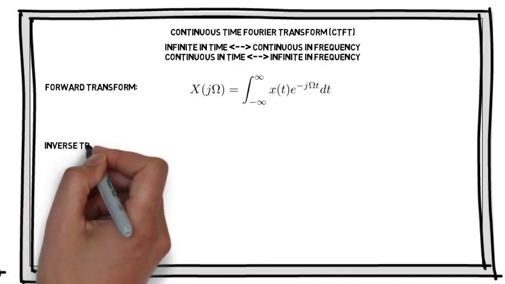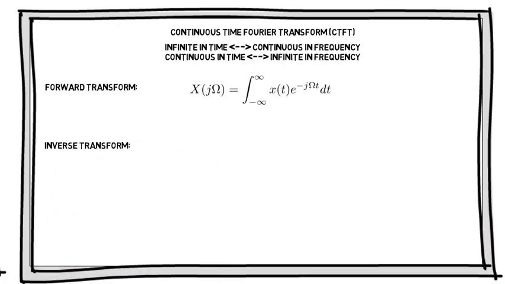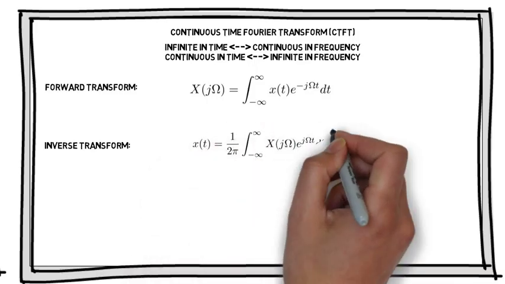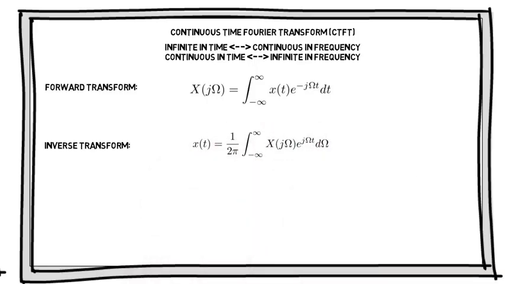The inverse transform now, because it's not discrete in the frequency domain, we have to integrate in the frequency domain. So the inverse transform is the integral from minus infinity to infinity d omega of x of j omega times e to the j omega t. And now, because we didn't normalize in the time domain, we have to normalize in the inverse transform. We multiply by 1 over 2 pi.